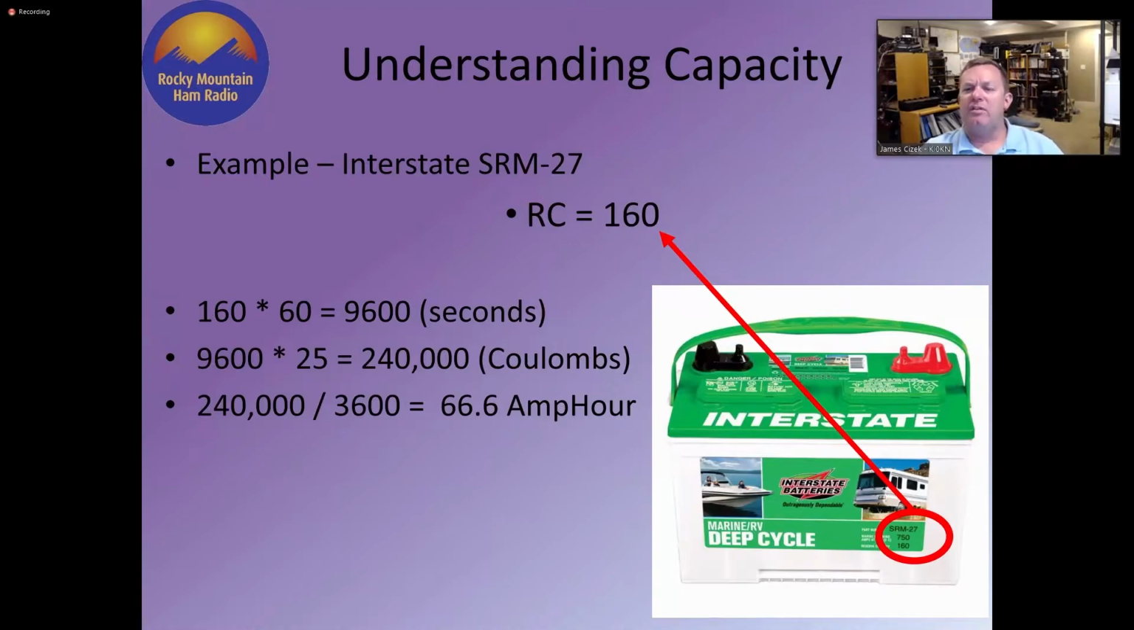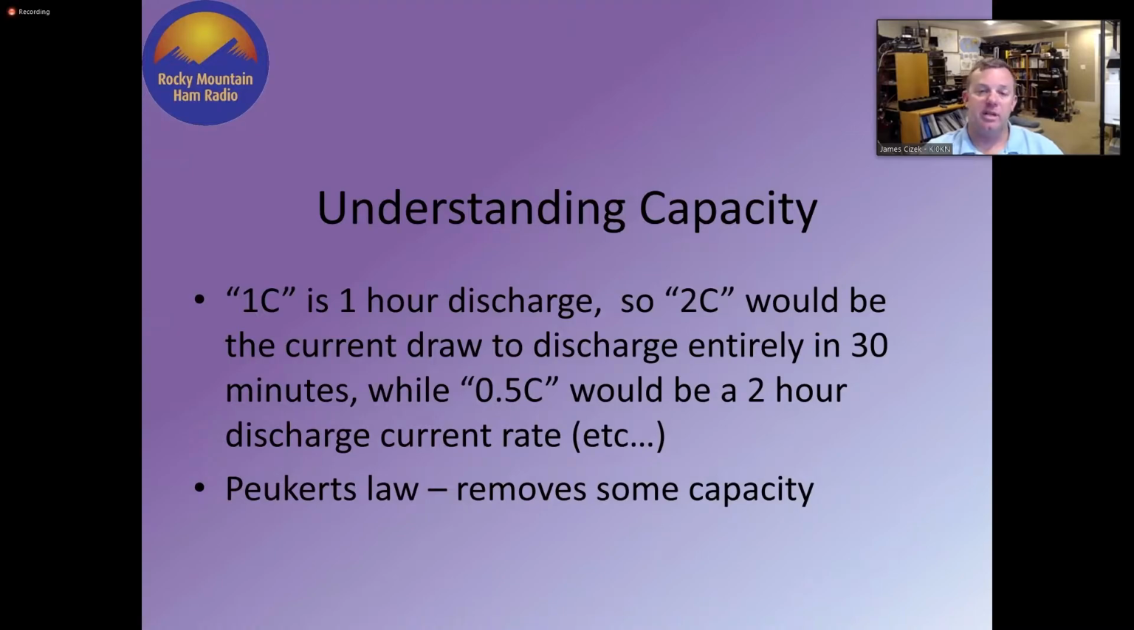I believe that this particular manufacturer does actually stamp the amp hour rating of their battery on it, and it will be slightly different than this. The trick to this is that capacity changes with temperature and load. We're going to talk about that next. 1C is a 1 hour discharge, so 2C would be the current required to discharge the battery in half an hour, or a half C would be a 2 hour discharge rate, et cetera, et cetera.